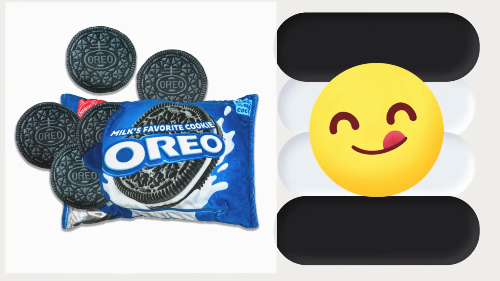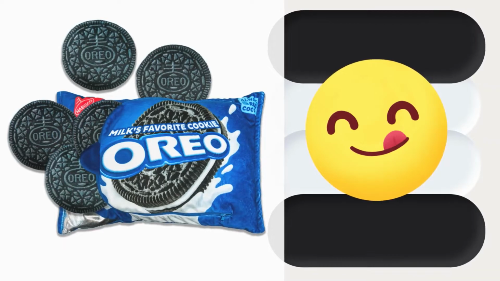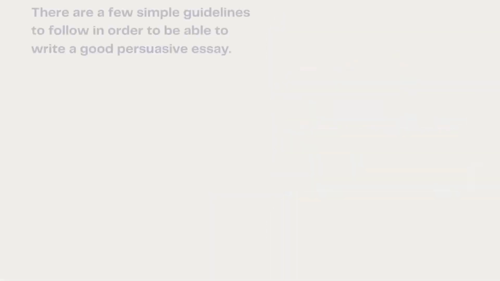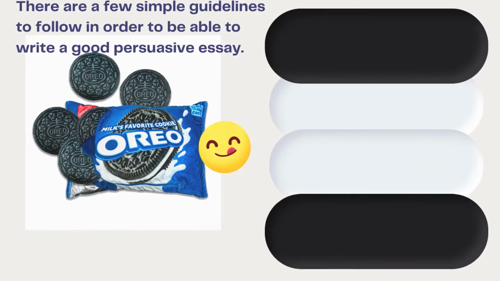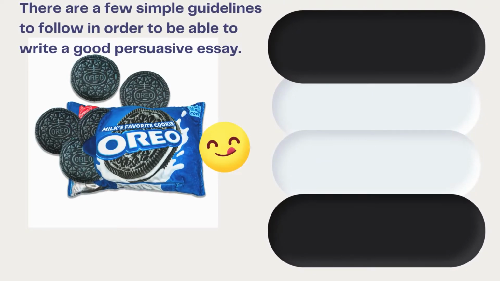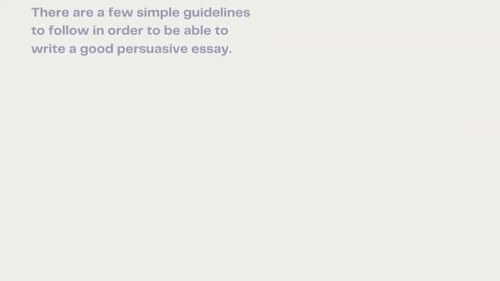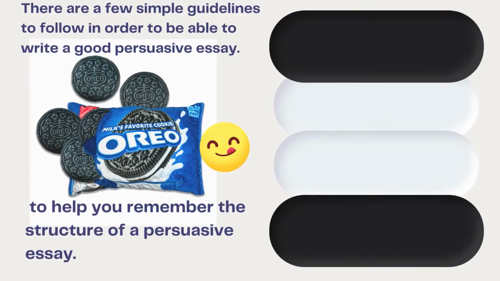What do you see in this image? Wow, you're right. It's milk's favorite cookie, OREO. Have you tasted this? Well, it has something to do with our topic for today. There are a few simple guidelines to follow in order to write a good persuasive essay. We are not going to eat, but we're going to write a good persuasive essay as guided by this OREO to help you remember the structure of a persuasive essay.